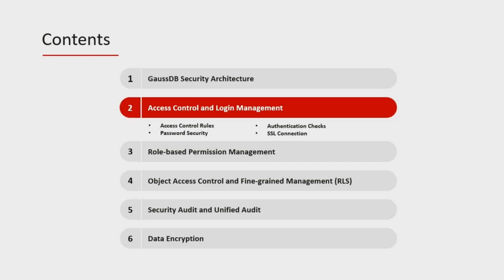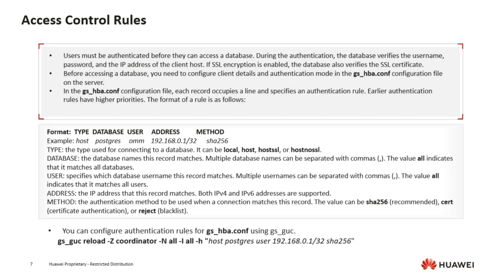Having covered the overall security outline of GaussDB, let's talk about some important features in detail. The first part is access control and login management. The GaussDB access control rules are manifested in the pg_hba.conf configuration file, where each line represents an authentication rule, with higher priority given to rules listed earlier.